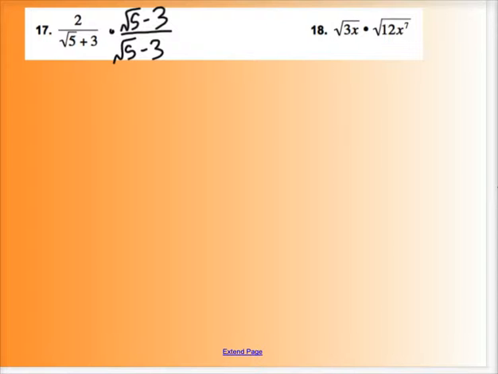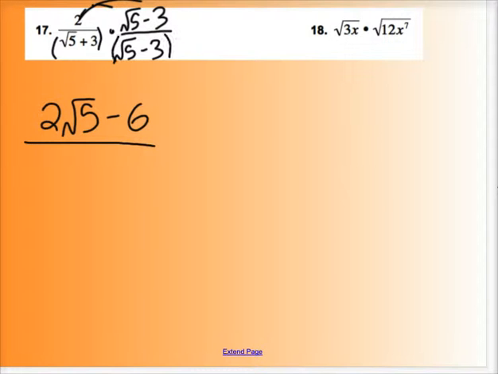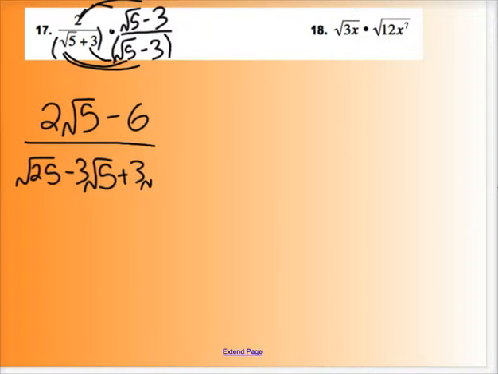All right, so on the top is just a simple distribution. So we get 2 square roots of 5 minus 6. So the top isn't a big deal at all. The bottom, however, ends up being a FOILing problem. So we get the square root of 25 minus 3 square roots of 5 plus 3 square roots of 5 minus 9.